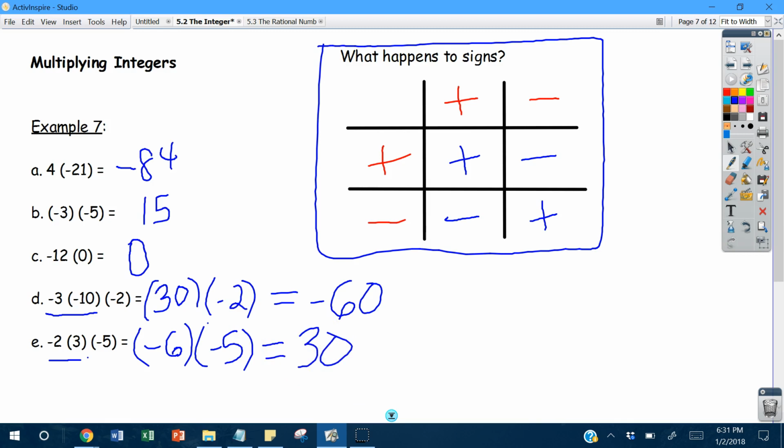So multiplication with integers doesn't turn out to be too bad because these rules just work. Multiplying with the same sign gives you a positive, and multiplying with different signs gives you a negative. Otherwise, multiplication is just multiplication.